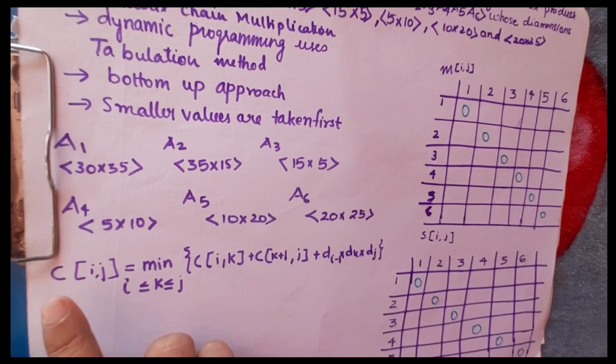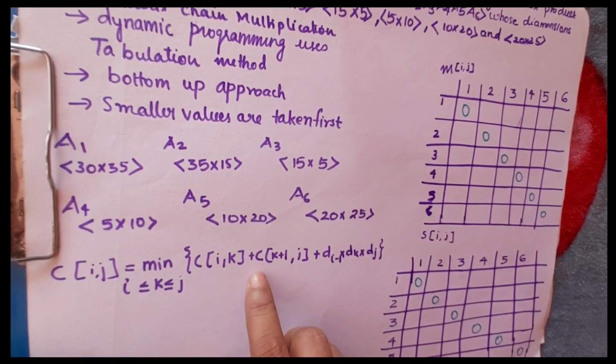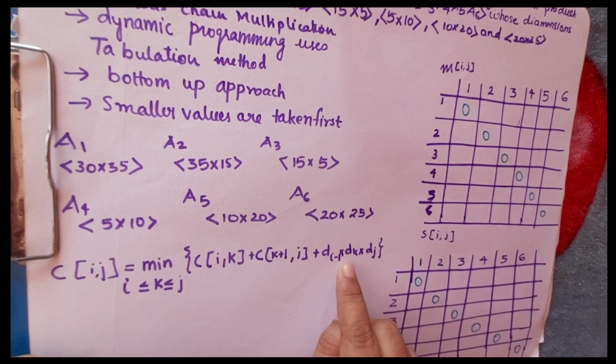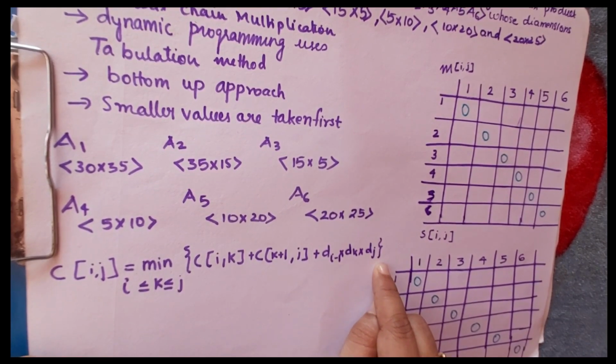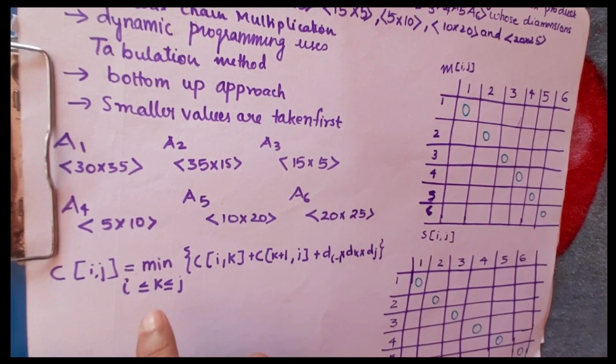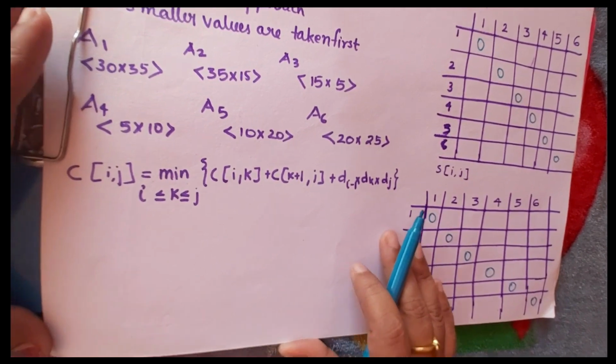You should use this formula: C i comma j is equal to minimum of C i comma k plus C k plus 1 comma j plus d i minus 1 into d k into d j. And in this case, the minimum value is taken where k ranges from i to j. Now we will start doing the problem.